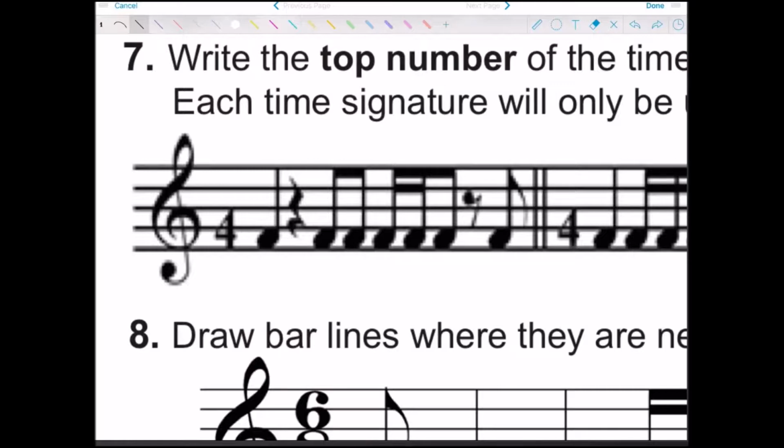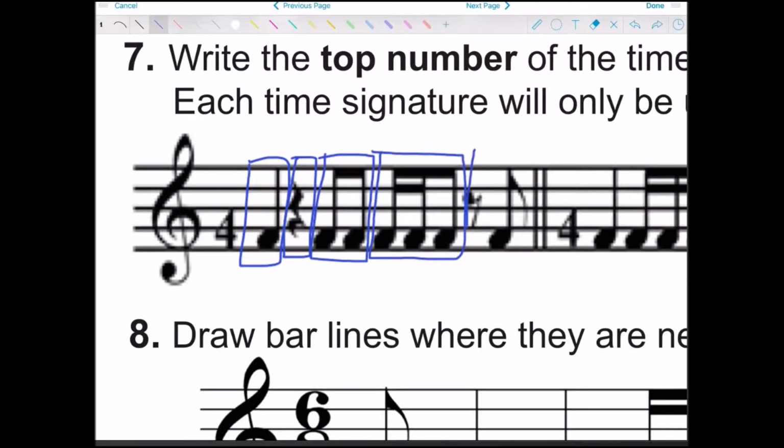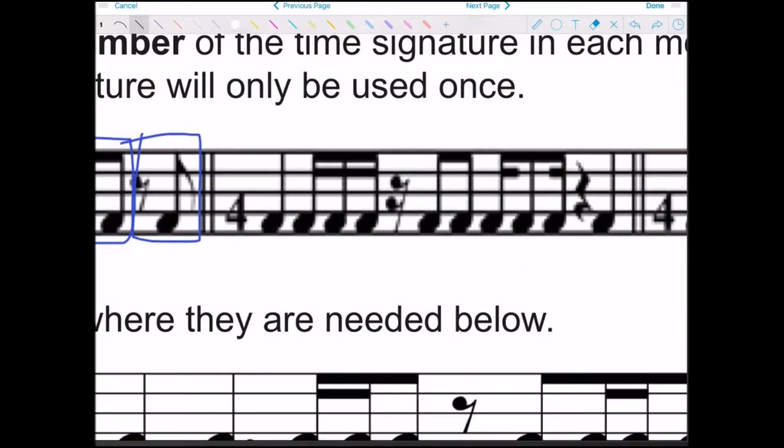I like to use the box method to divide up my beats. So here I have one beat. Here I have another beat. Here I have another beat, 2 eighth notes. Here I have another beat. And here I have another beat. So that's a total of 5 boxes. So this should be 5/4 time. Let's do the next one.